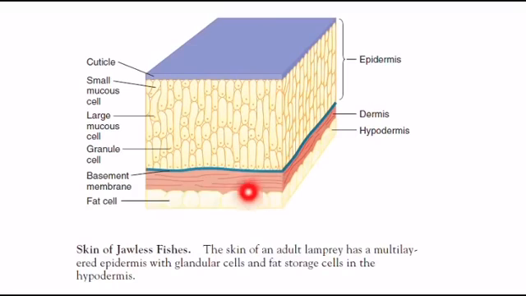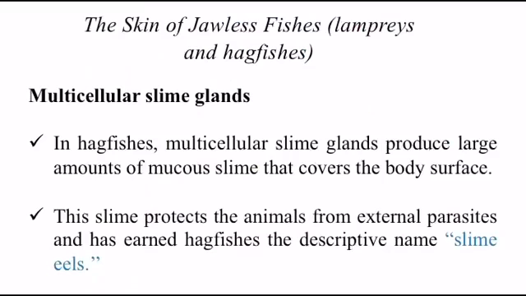On the hypodermis, the dermis layer is present, and above it a basement membrane is present, and on this basement membrane a multi-layered epidermis is present. This epidermis contains small mucus cells and large mucus cells which may secrete a protective cuticle for the fish, or they may produce other secretions. In hagfishes, multicellular slime glands produce a large amount of mucus slime that covers the body surface. This slime protects the animal from external parasites and has earned hagfishes the descriptive name slime eels.